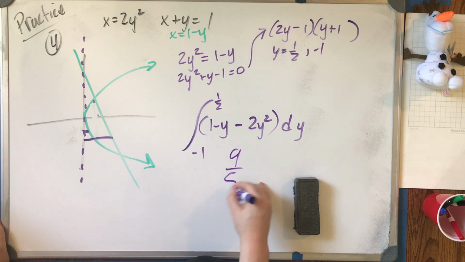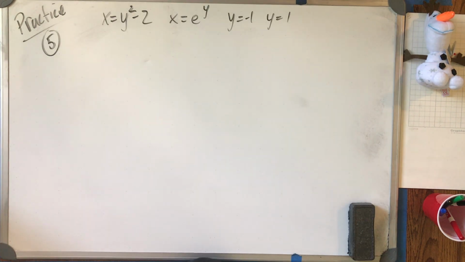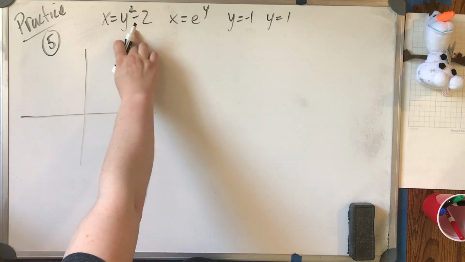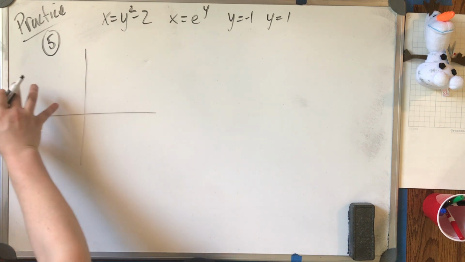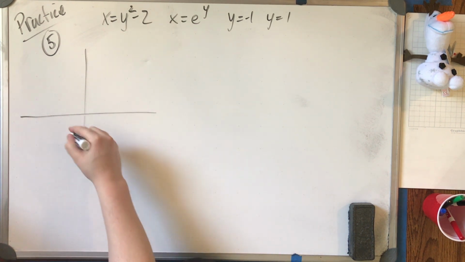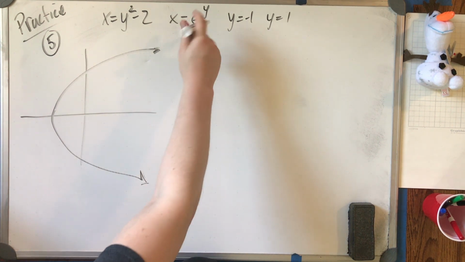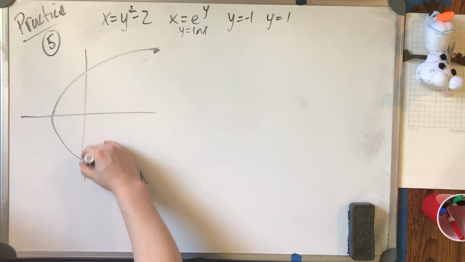Either way, you end up with 9/8 units squared. 5 is another one that's set up for us to integrate with respect to y. So let's just sketch a quick graph of this. This right here is going to be a sideways parabola that has been shifted sideways, -2, so it's going to be back here. This right here is actually y equals ln of x, so ln of x kind of comes like this.